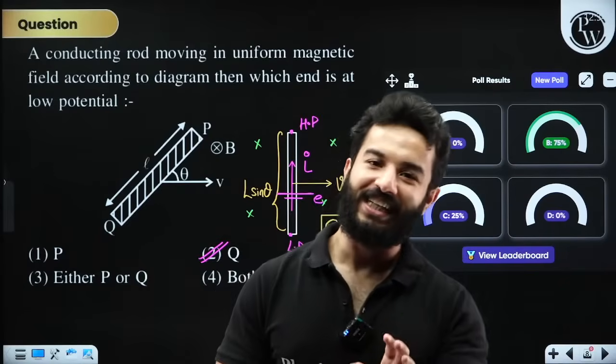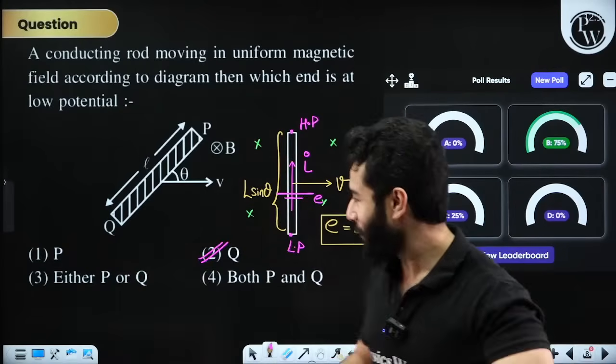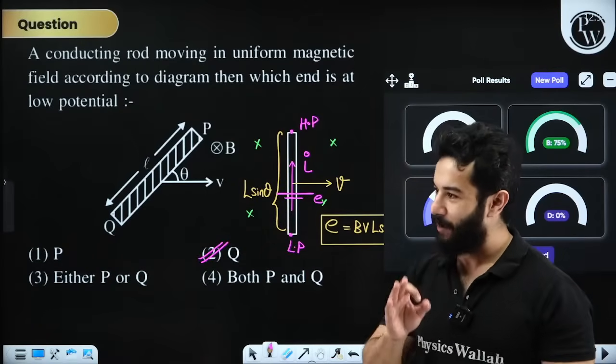If they had said that it is moving in i cap or minus i cap, then the answer could be either P or Q. Is it absolutely fine?